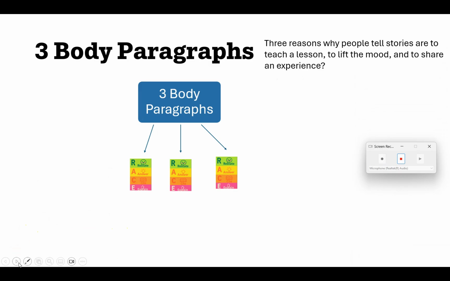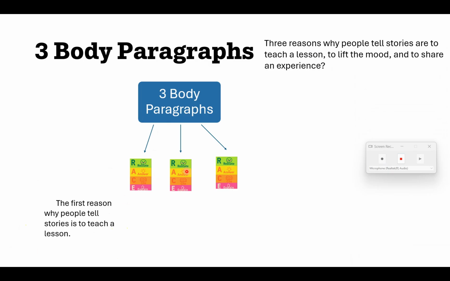So when we go to write our first sentence for body paragraph 1, we've actually already done a restate and an answer. The first reason why people tell stories, you notice that this comes right from our thesis statement. We had 3 reasons, so we're just changing this to the first reason why people tell stories. And the first reason I gave was to teach a lesson. And that's what we have here, to teach a lesson.